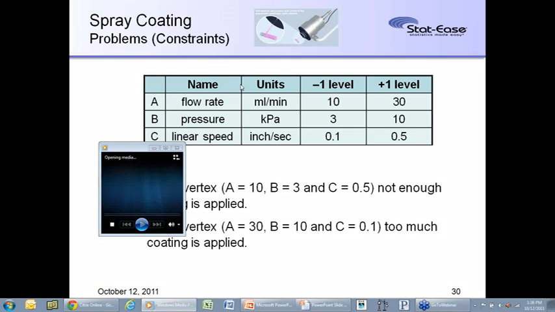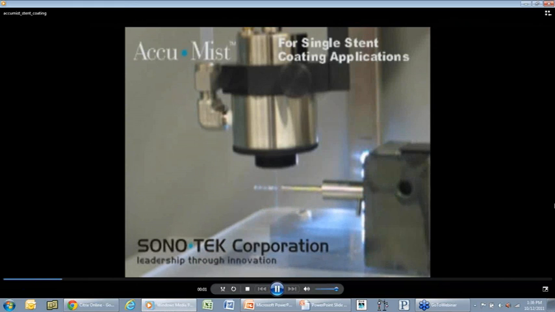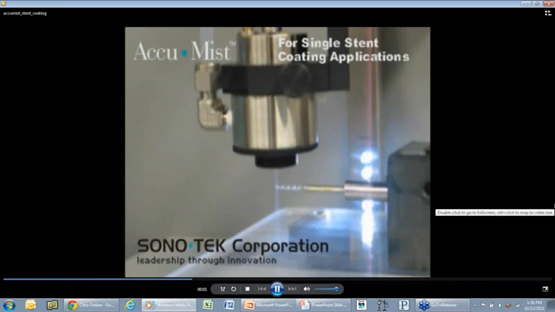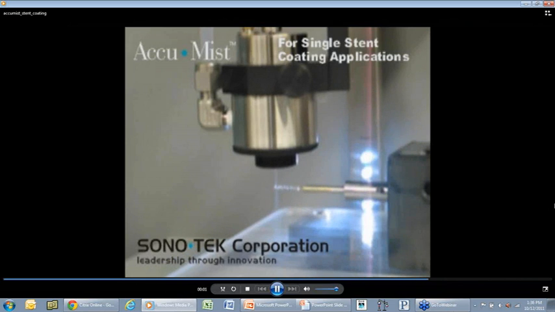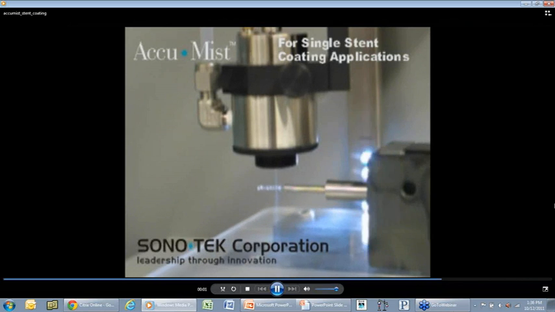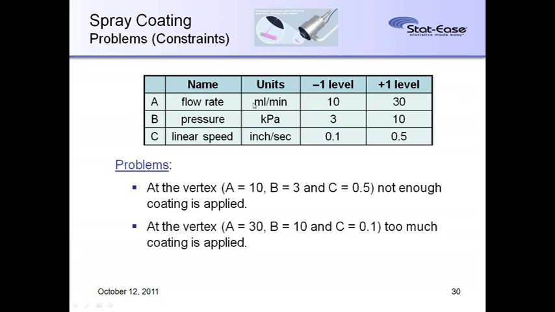So let's see if I can show a little movie of a stent being coated. You can see there's a spray gun. There's a stent that's being rotated and moved back and forth under the spray pattern. And so the thickness of that coating depends on the flow rate of the material coming out of the spray gun, the pressure, and then the linear speed that it's moving back and forth through the spray pattern.